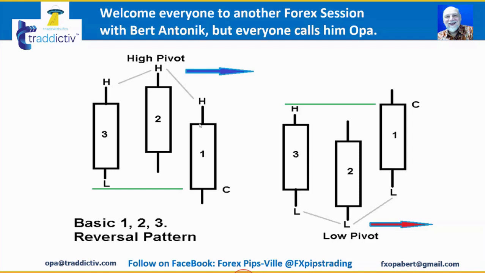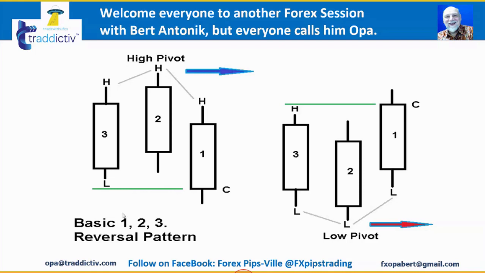Now, just because we have this pivot doesn't make this a 1, 2, 3 reversal. It's simply a high pivot. What makes it a 1, 2, 3 reversal is that this period number 1, which is a completed period, remember you've got another period forming here to the right, the close of that completed period is below the low of the number 3 period, the 3rd period to the left. So you can see here that closes.